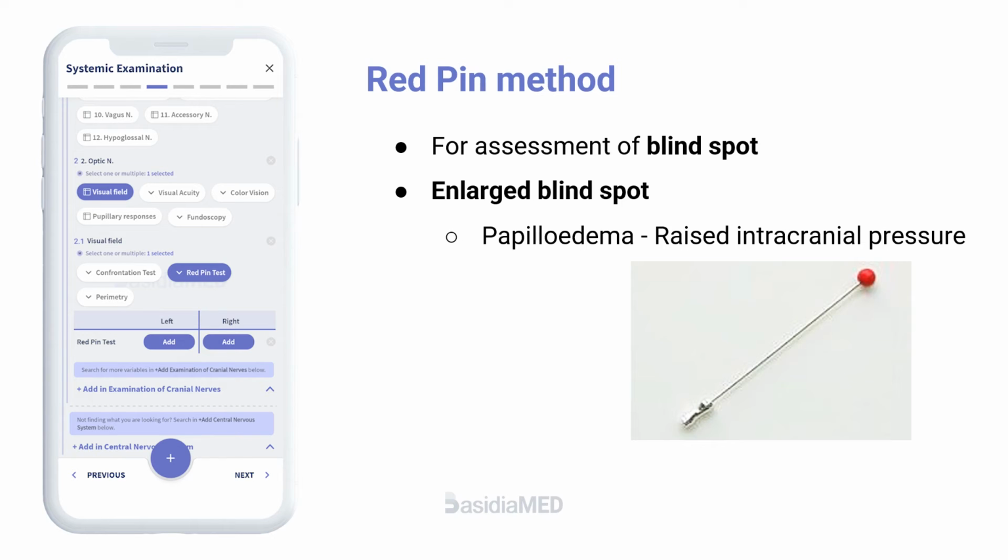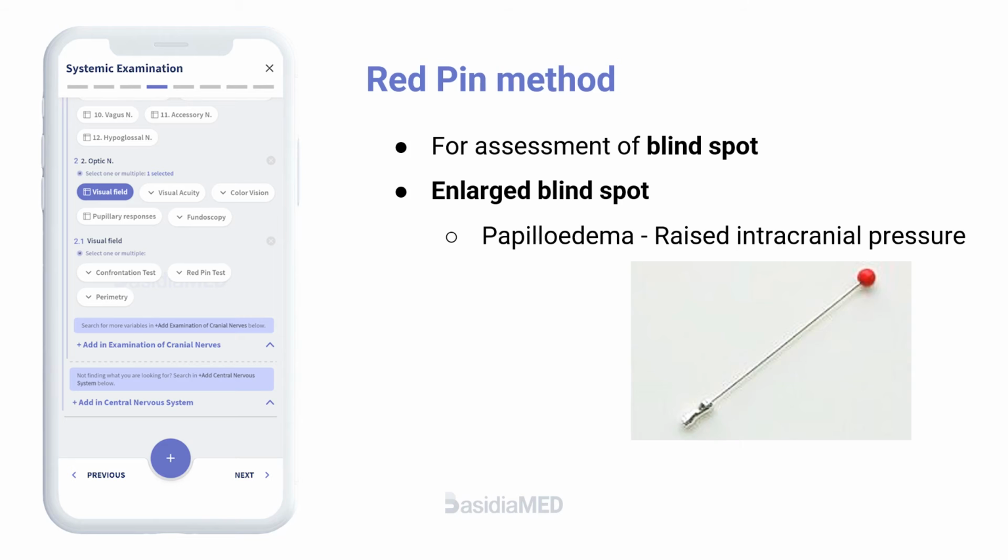After the hat pin has disappeared for the patient, continue to move it laterally and ask the patient to let you know when they can see it again. The point at which the patient reports the hat pin reappearing must coincide with yours. An enlarged blind spot is typically associated with papilledema caused by raised intracranial pressure.